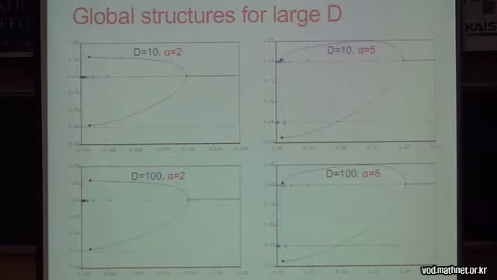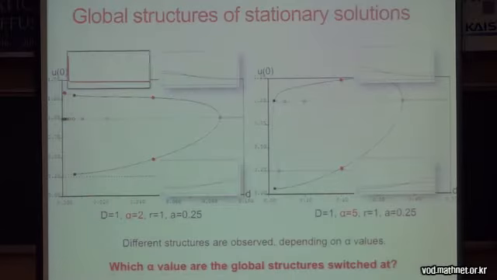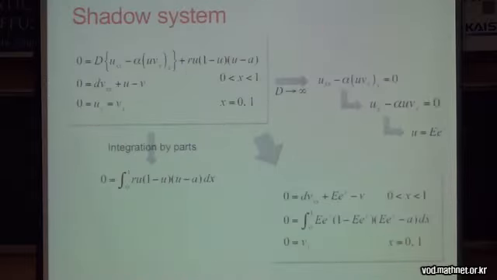So in order to answer this question, we use the limiting system, d tending to infinity. As d tends to infinity, we have a shadow system. D is here, so if d is infinity, then this term becomes 0. By considering the Neumann boundary condition, we have this equation. From this equation, we have a relation between u and v.